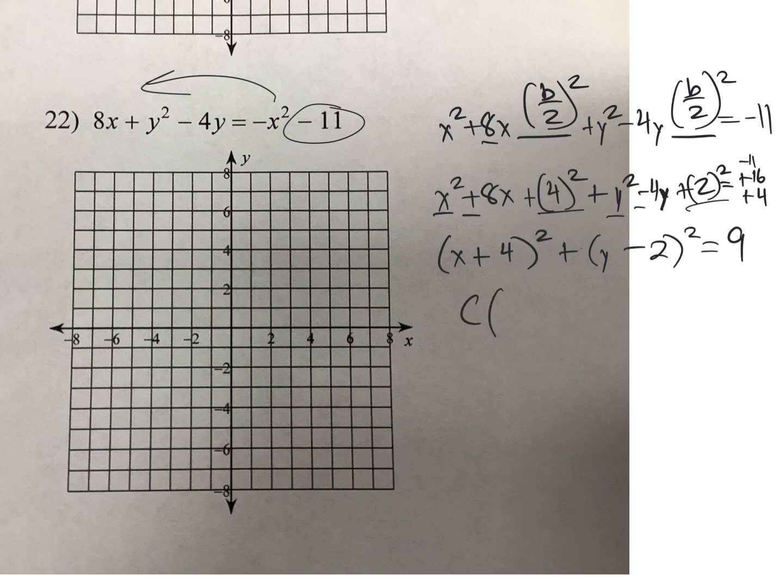The center is negative 4, 2. The radius is 3. So we graph it, and count 3 left, right, up, and down. 1, 2, 3. 1, 2, 3.